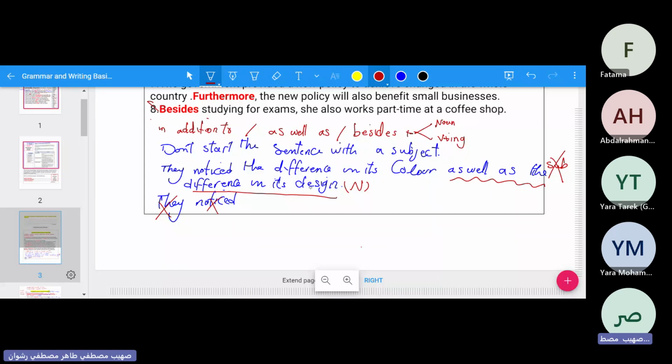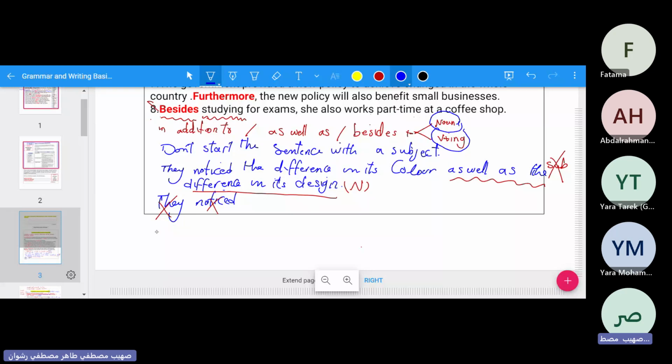Besides studying for exams, she also works part-time at a coffee shop. Besides is followed by what? A verb and ing. Here is the second rule. Either we follow them by a noun or follow them by a verb and ing.